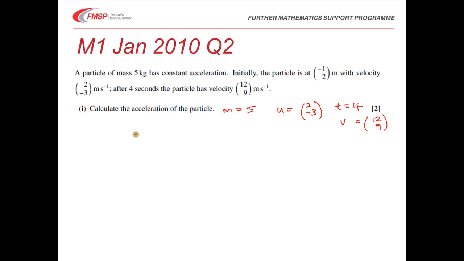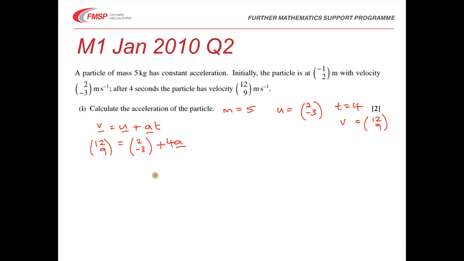Well, thinking back to our kinematics, we have an equation that we can use. So we can substitute in the 12.9 for the final velocity, 2 minus 3 for the initial. We don't know the acceleration, and the time is 4. Now you can put the 4 afterwards, but we tend to put numbers first, so 4a.